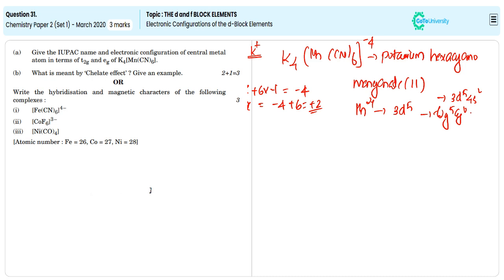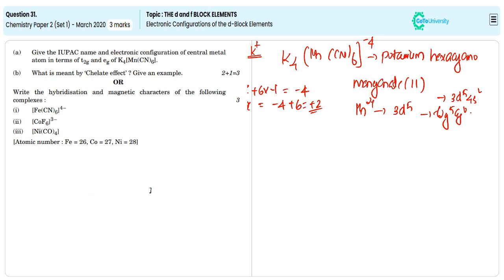Now the second part of this question: what do you mean by chelate effect? Give one example. Chelate effect we can see in the case of a bidentate ligand. If a bidentate ligand makes bonds with a particular metal atom, it can form ring structures by donating more than one pair of electrons. So they will be highly stable, and the complex we get is called a chelate, and the stability is improved by this chelate formation. That particular property is called the chelate effect.